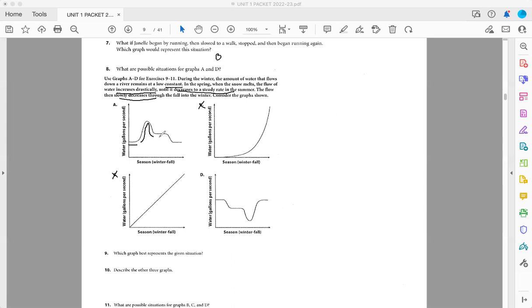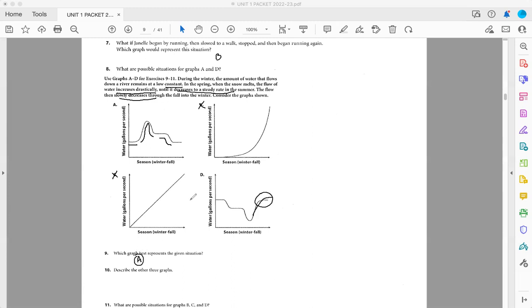And then what else? After that, it decreases through the fall into the winter. So the last thing is decrease, it cannot be this. It cannot be going up at the end, right? So for this reason, it's option A.